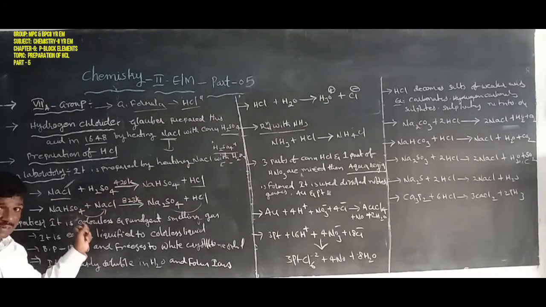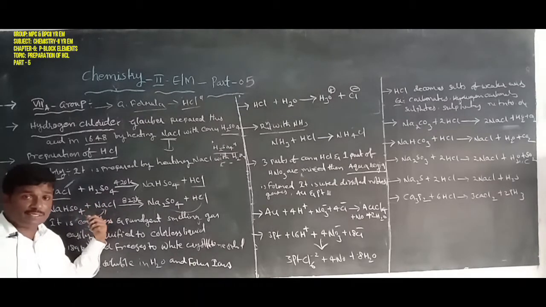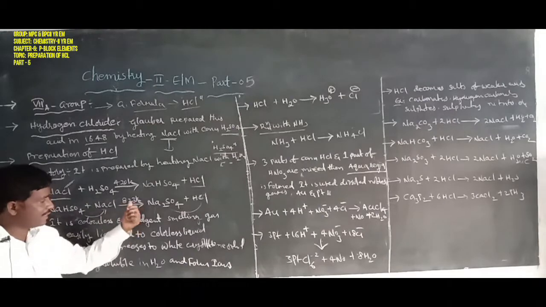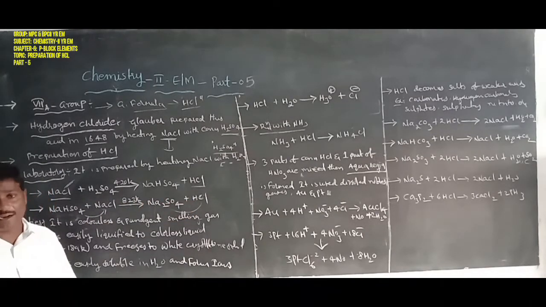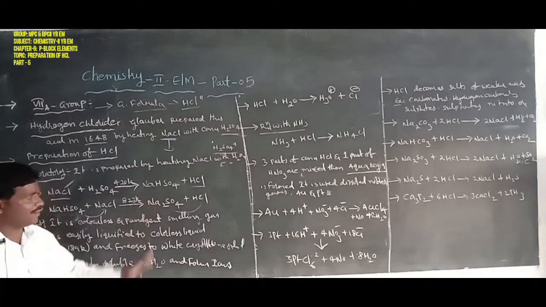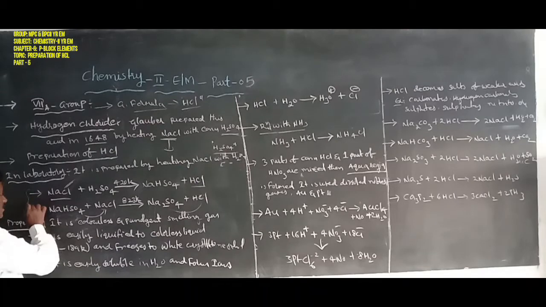In the second reaction, sodium bisulfate is heated with another common salt, also known as sodium chloride, at 823 Kelvin, then forms hydrogen chloride, or hydrochloric acid, and another product, sodium sulfate. These are the two reactions of the preparation in the laboratory method.